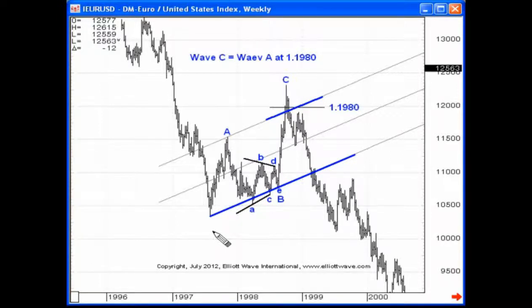What's unique about this structure in the euro is that wave B took the shape of a contracting triangle. As you know, with respect to triangles, that's the third type of corrective wave pattern, and triangles can occur by themselves in the wave 4, wave B, or wave X positions. Here's a good example of the triangle in the wave B position.